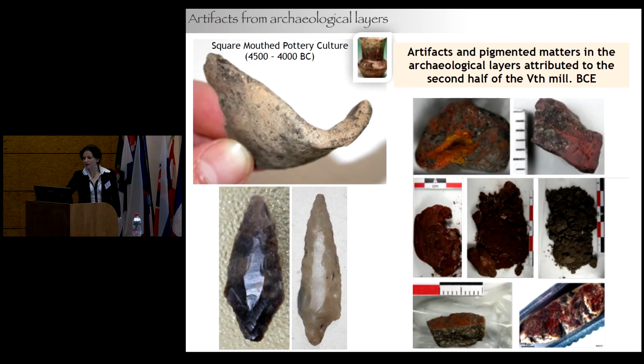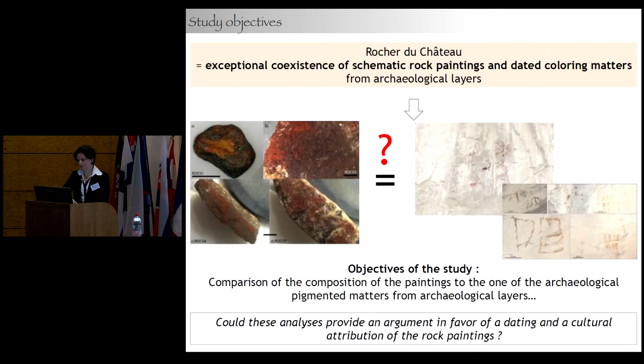In the archaeological layer, we can find several artifacts which enable us to constrain and understand the period of the settlement, associated with pigmented matter attributed to the second half of the 5th millennium BC. You can see various kinds of coloring matter which are more or less cohesive, and that means that we need to adapt the analysis as a function of the sample, of the object.